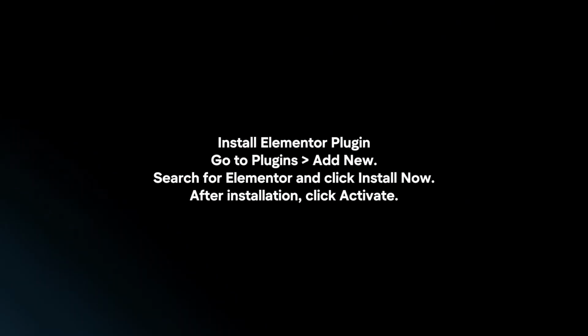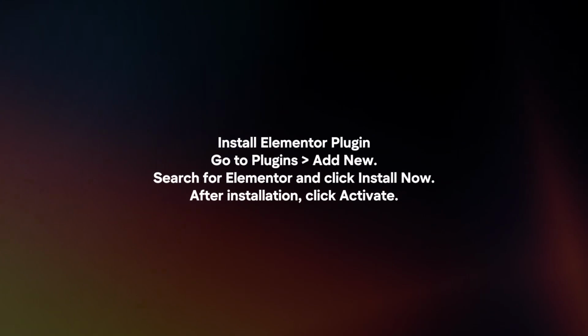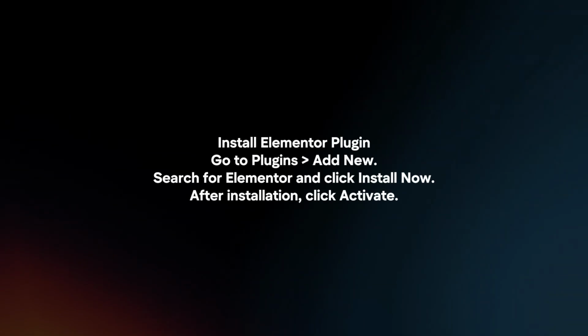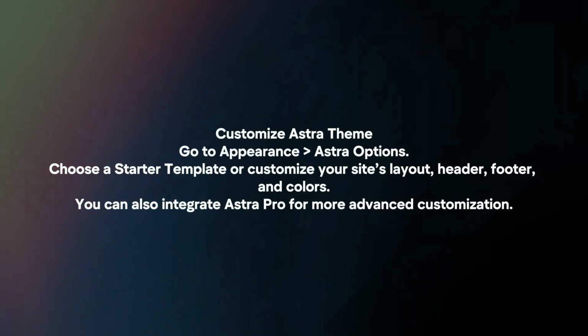Install Elementor plugin. Go to Plugins, Add New. Search for Elementor and click Install Now. After installation, click Activate.